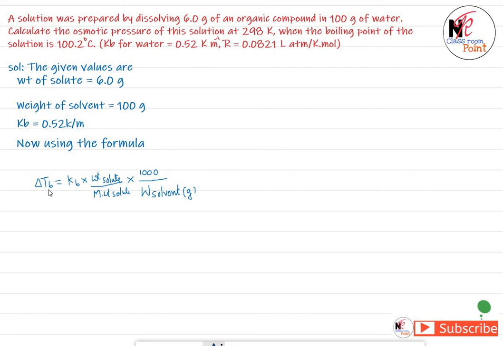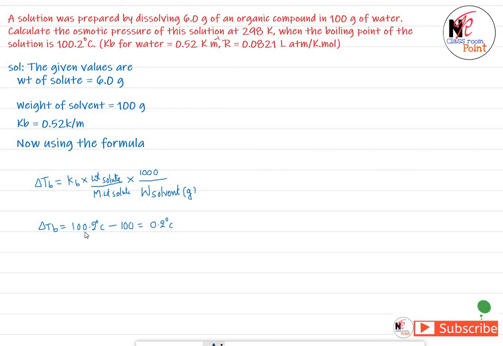Here delta Tb is not directly given, but the elevation can be found from the boiling point of the solution. So first let us calculate the delta Tb value, then we shall substitute everything to get the molecular weight of the solute. Delta Tb, the elevation in boiling point, is always calculated by deducting the pure solvent boiling point from the solution boiling point, because the solution boiling point is always higher than the solvent boiling point. So the difference in boiling point is 0.2 degrees centigrade. That is the elevation in boiling point.